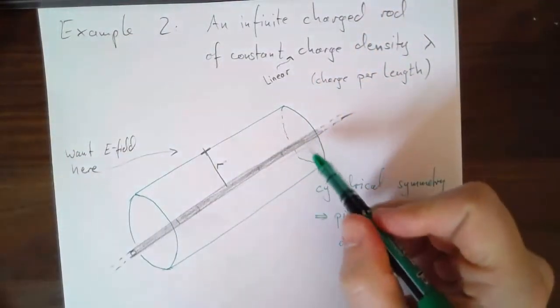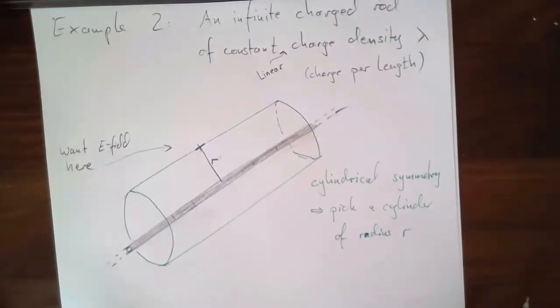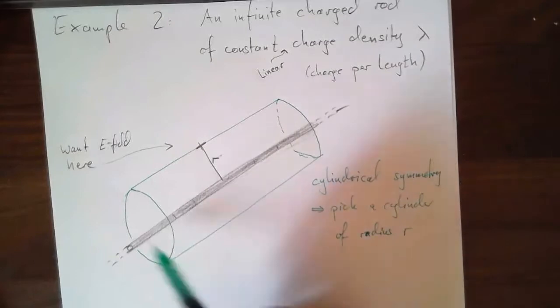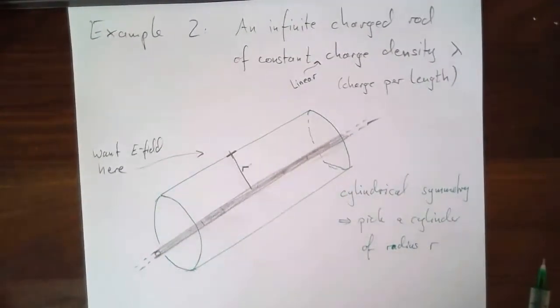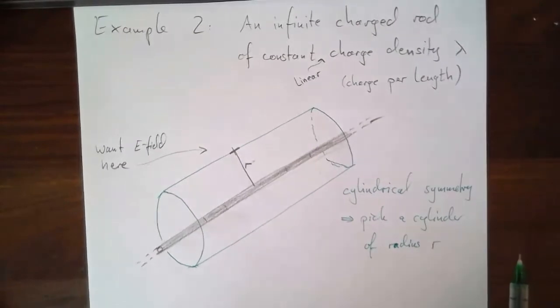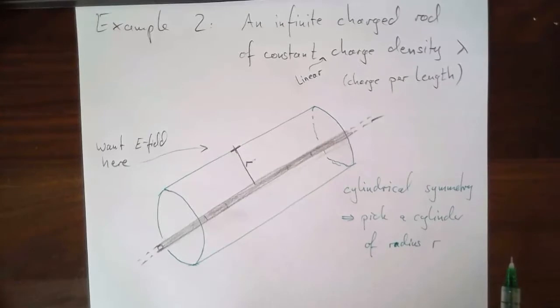Side here is sort of hidden, right? Should be sort of behind it. Something like this is the best I can do. The charged rod is going to be right in the middle. How long should our cylinder be? Well, should it be infinitely long?